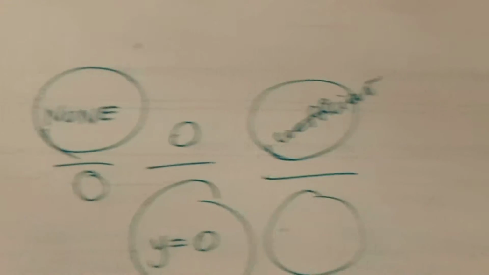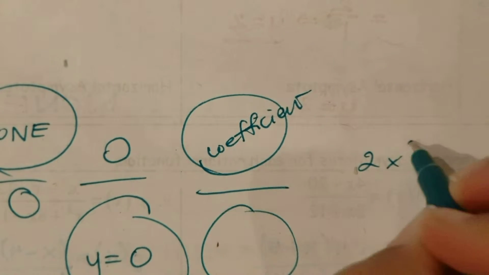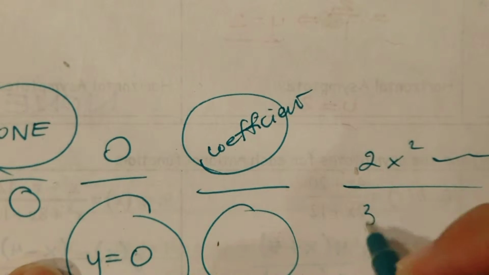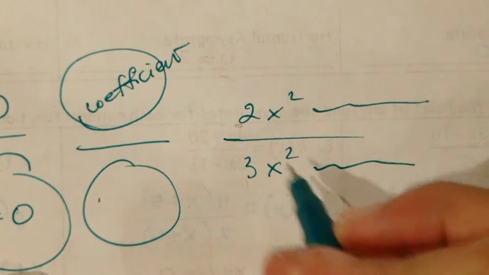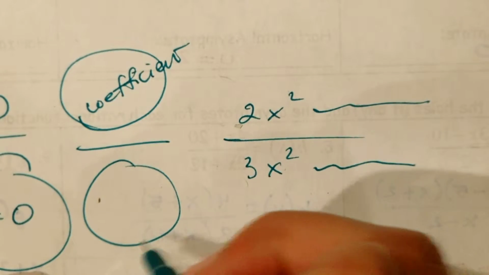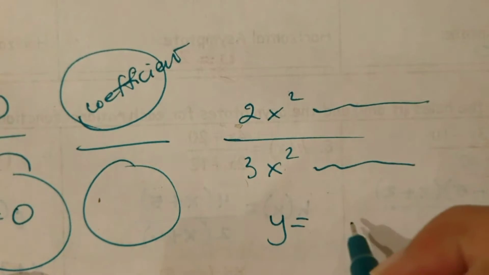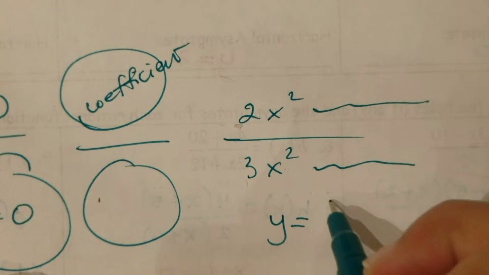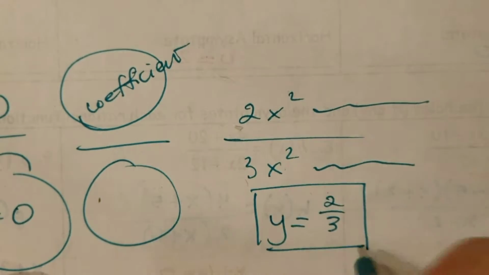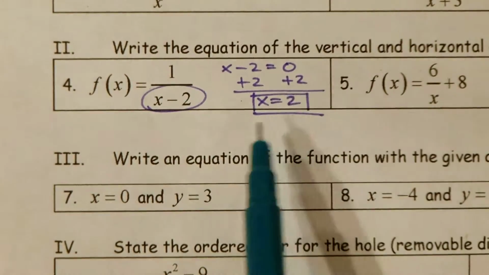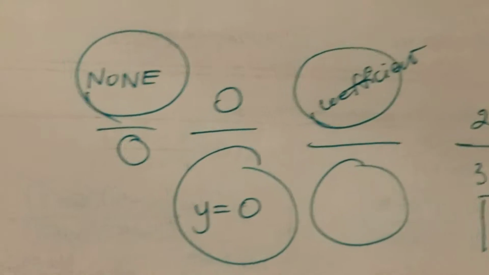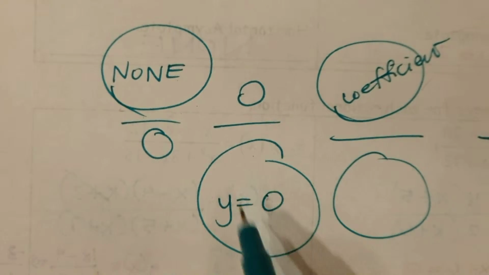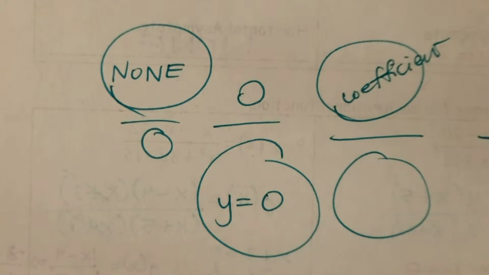So for example, if we had 2x squared something something over 3x squared something something, the powers are the same, so it's going to apply here. So we're looking at the coefficient. The formula for the horizontal asymptote is y equals 2/3 in this particular example. So going back to number 4, the power in the bottom is bigger than the power on top. So looking at our little note here, power on bottom is bigger, so it's going to be y equals 0.